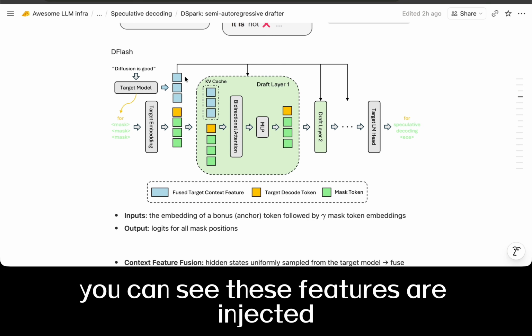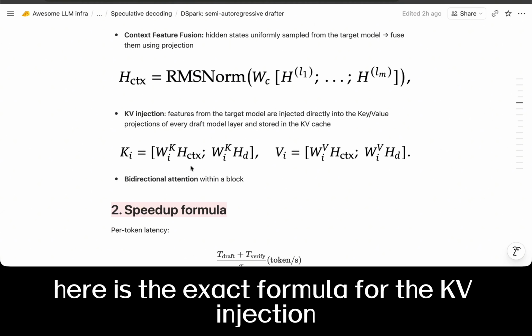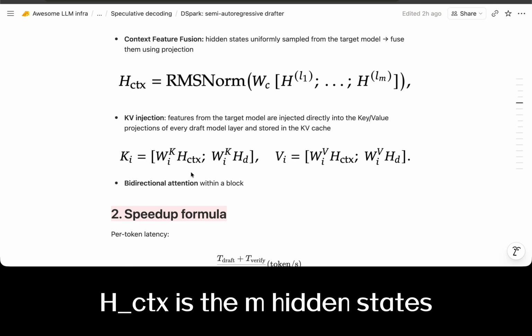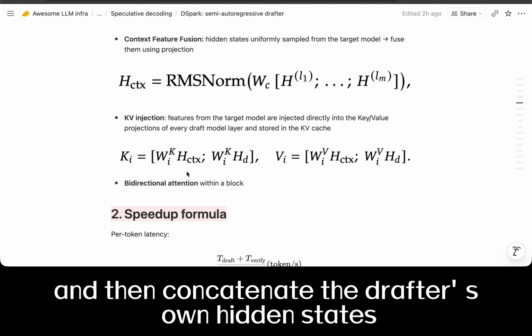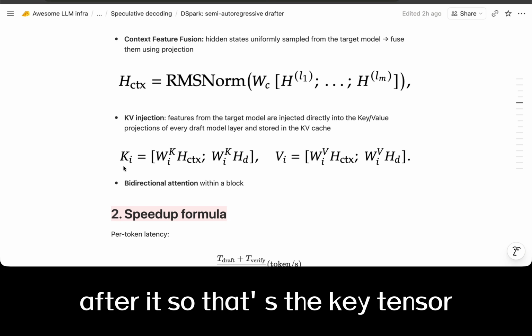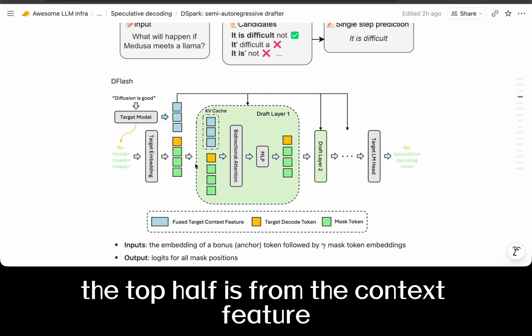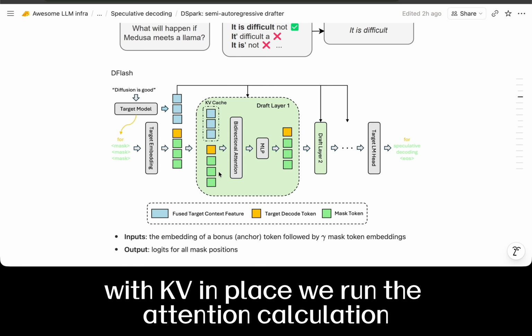Let's go back to the architecture figure. You can see these features are injected into every layer. And here is the exact formula for the KV injection. Each context is the M hidden states from here. We multiply it by a weight matrix WIK, and then concatenate the drafter's own hidden states after it. So that's a key tensor. And this is the same for the value tensor. So in this figure, the top half is from the context feature, and the bottom half is the drafter's own states.